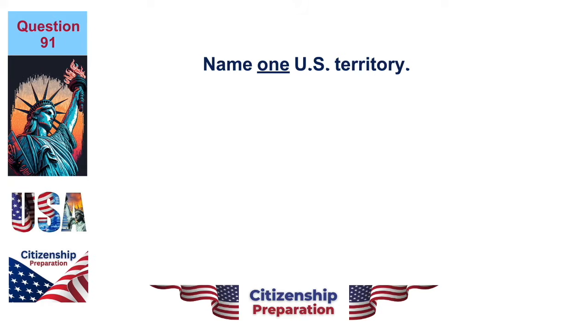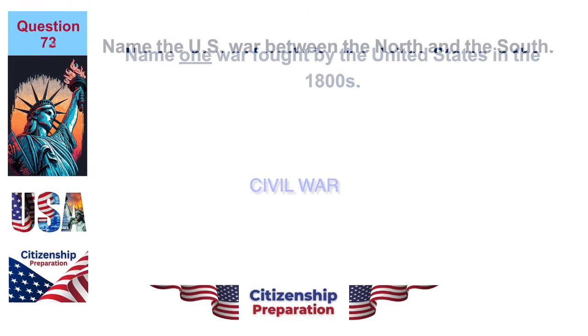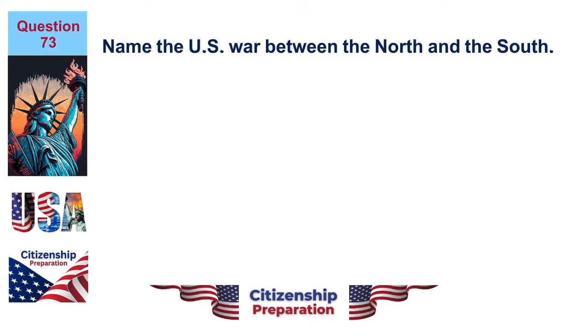Name one U.S. territory. Guam. Name one war fought by the United States in the 1800s. Civil War. Name the U.S. war between the North and the South. The Civil War.